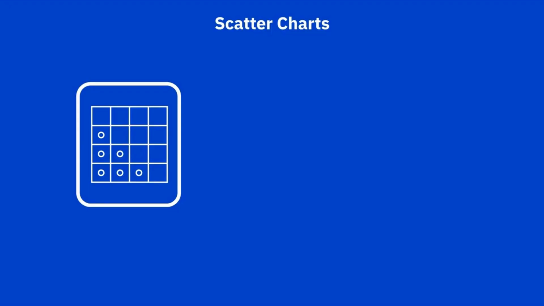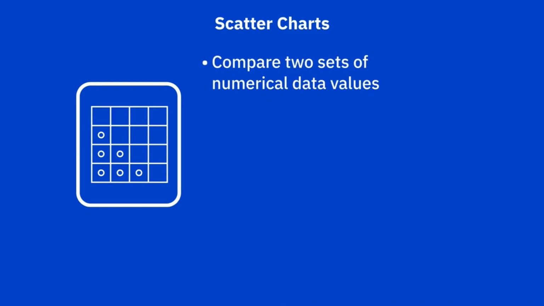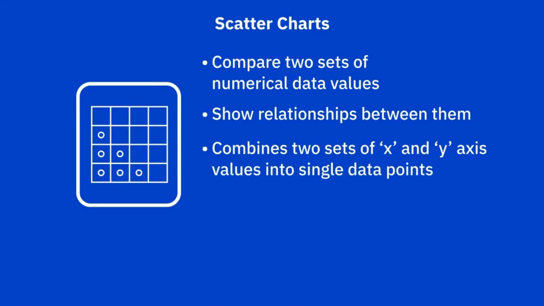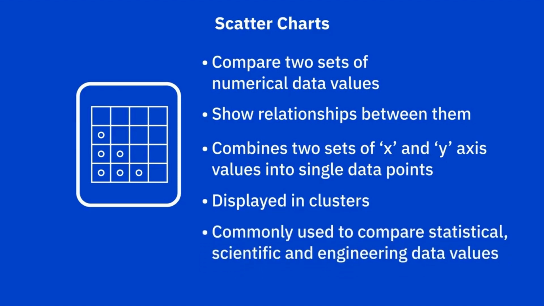Next, let's have a look at scatter charts. A scatter chart is a type of graph used to compare two sets of numerical data values and show relationships between those sets of numerical values. A scatter chart combines the two sets of values on the x and y axis into single points of data, and then displays them in clusters in the chart. For this reason, you will also sometimes see them referred to as XY charts. Common uses include the comparison of statistical, scientific, or engineering data values.